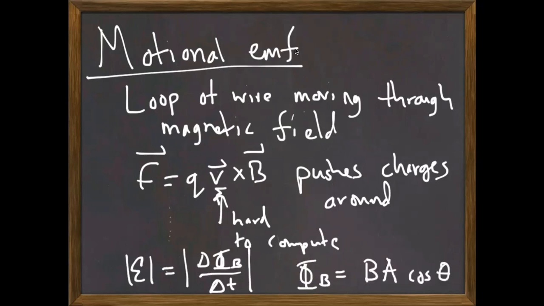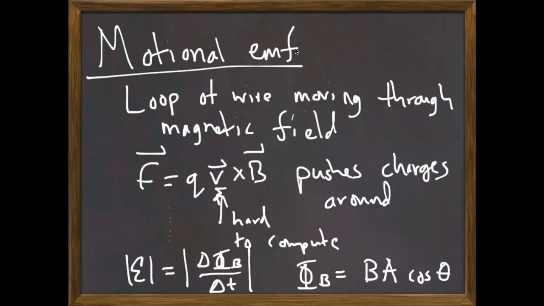On the other hand, it turns out that computing this is pretty hard, except in one particular example of a rectangular loop that you solve in the lecture 21 notes. The rectangular loop, you can calculate this exactly. But in general, there's a simpler formula. It's called the flux rule. And instead of computing the Lorentz force on all the charges, you instead compute the change in magnetic flux divided by the change in time.